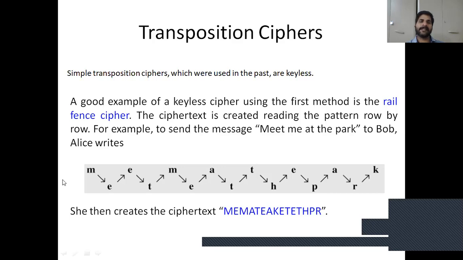Meet me means M, second E, like that. We write the characters in a zigzag like that. Then we create the ciphertext like that: M E M E M A T E A K E T E T H P R. Now the ciphertext is this.